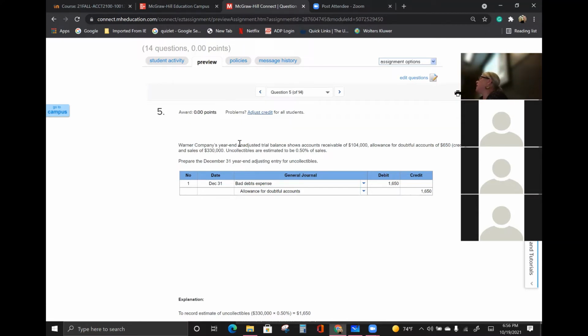So when I'm calculating my estimate from sales, do I need to know what's in the allowance account? Does that come into play when I'm calculating off of sales? No, only when I'm calculating based on a percentage of accounts receivable. So they're giving you the information, but you don't need all the information.